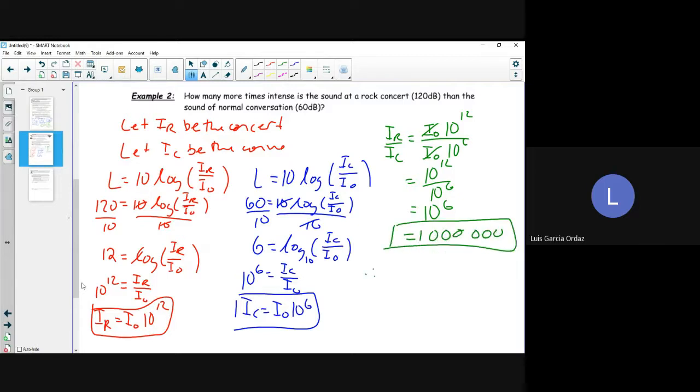Which means the concert is 1 million times more intense.